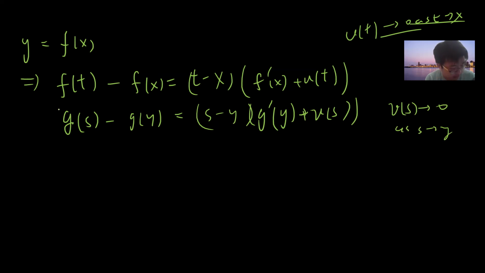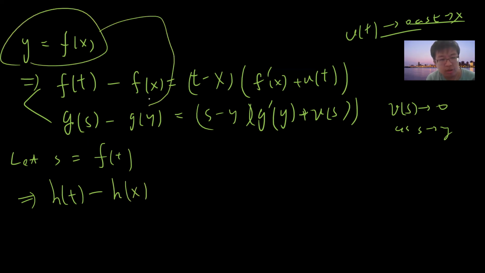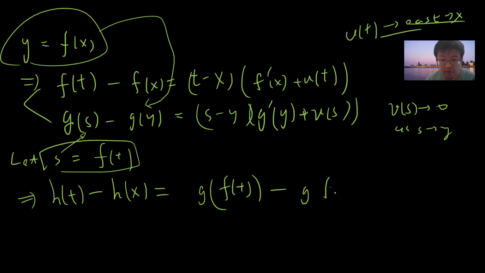This s can be arbitrary, so let's take s to be f of t. So we get h of t, and h is defined to be g circle f. So you plug in y as this. Then h of t minus h of x is g of f of t minus g of f of x. And then for this, just write down all your beautiful definitions.